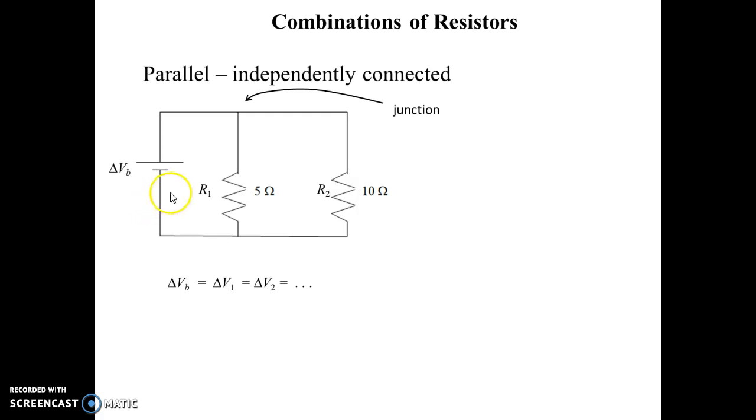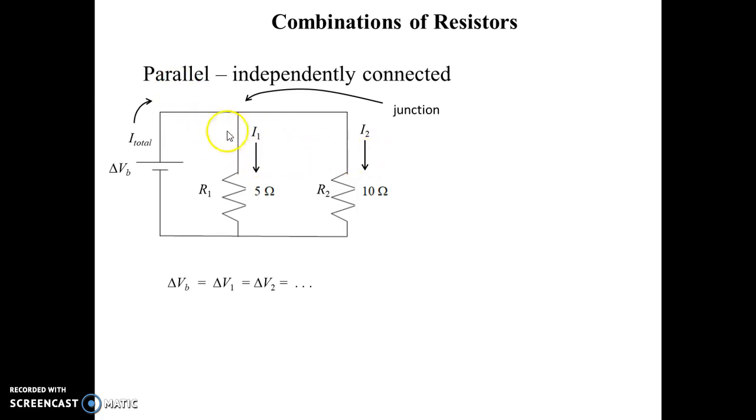You might notice that the current through R1 is twice the current through R2. Let's label these on the diagram. We'll call I1 the current through R1, I2 the current through R2, and I total is the total current coming out of the battery. Now I1 seems to be about twice I2.